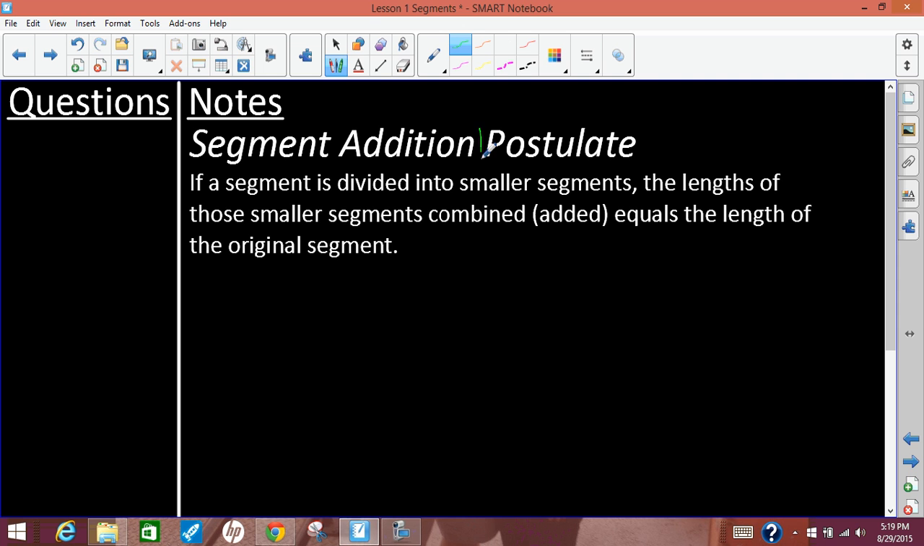It is important to know what the word postulate means. This is something in math that we just accept is true. It's something that nobody's ever been able to say it's not true, really. We just accept that it's true and we use it to our advantage in math. So the segment addition postulate is just saying that if we take a segment and chop it up into smaller segments, we can get the measures of those small segments, add them up, and they'll tell you how long the original big segment was.